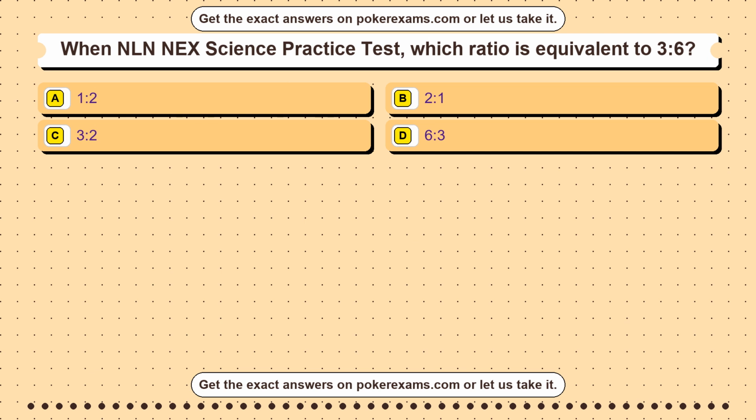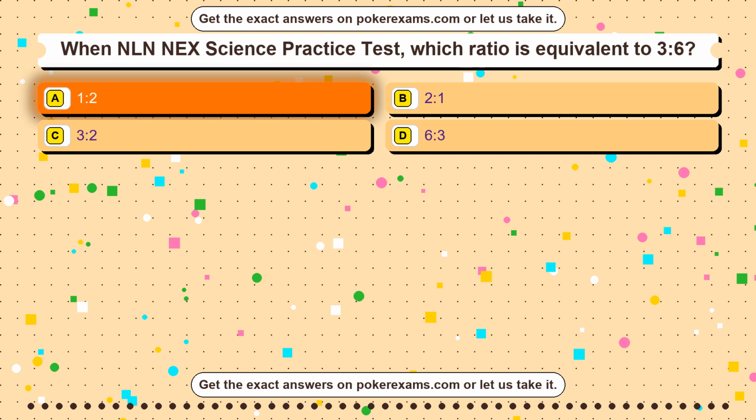Question 49. When taking the GED RLA practice test, which formula finds the area of a rectangle? Option A, length times width. Option B, 2 times length plus width. Option C, base times height divided by 2. Option D, pi r squared. The correct answer is option A.